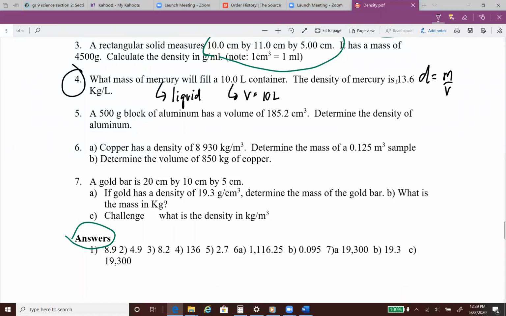So we're looking for mass here in this question. So we're looking for the mass, which is going to be the density times the volume. This is what mass of mercury.